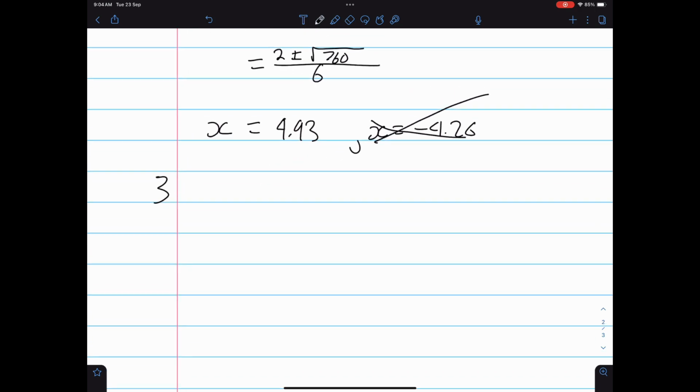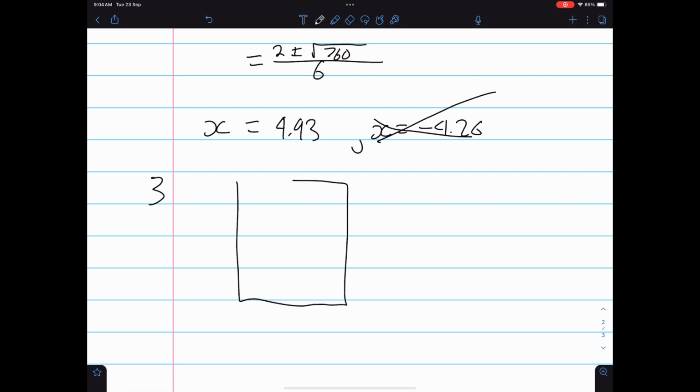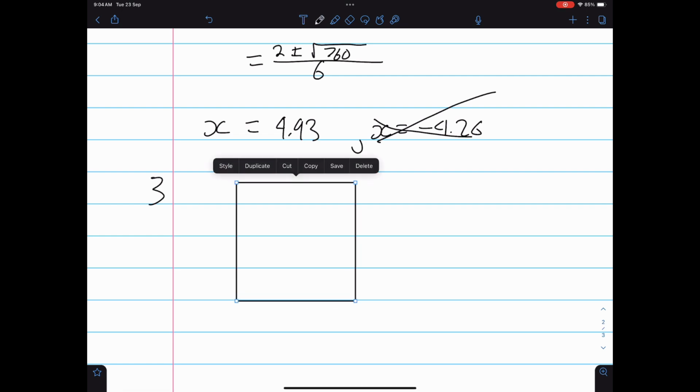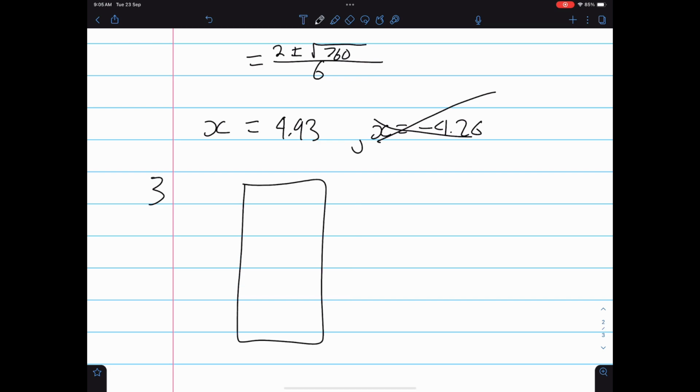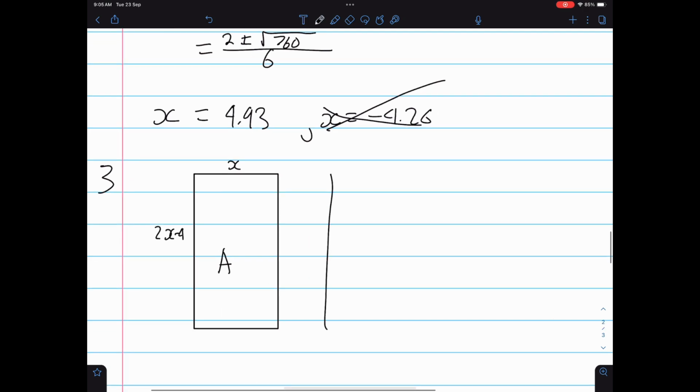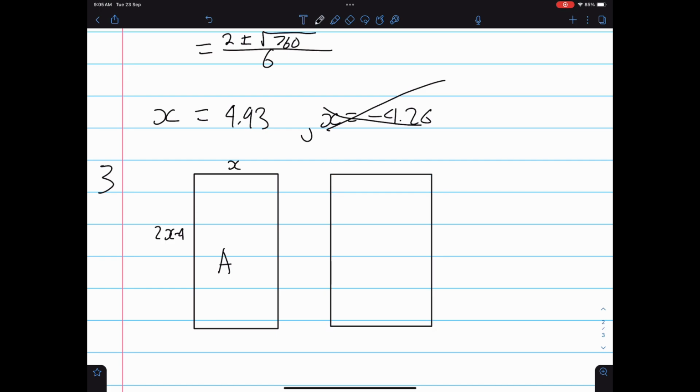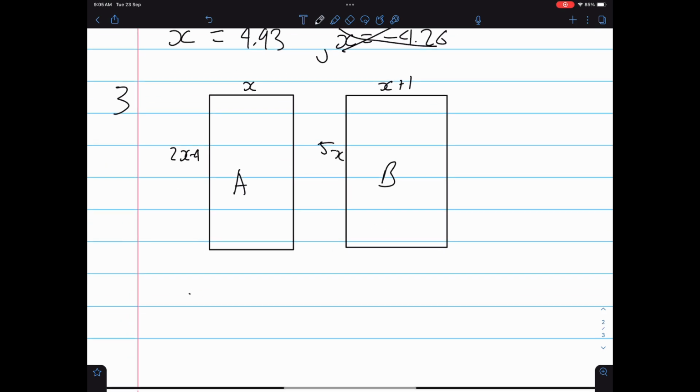Now we have another rectangle question, and we got not a square. Let's say we got x, 2x minus 4, this is A. Then for B we have x plus 1, 5 minus x. And they have the same area. So this means that x multiplied by 2x minus 4 will equal x plus 1 times minus x plus 5.